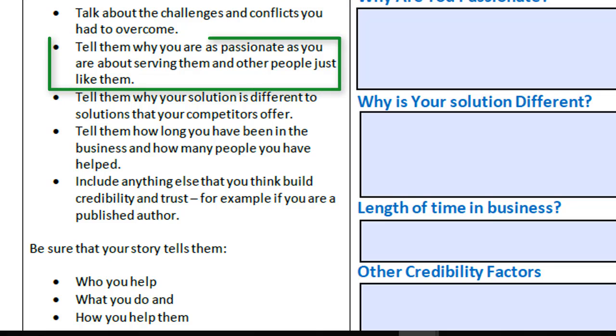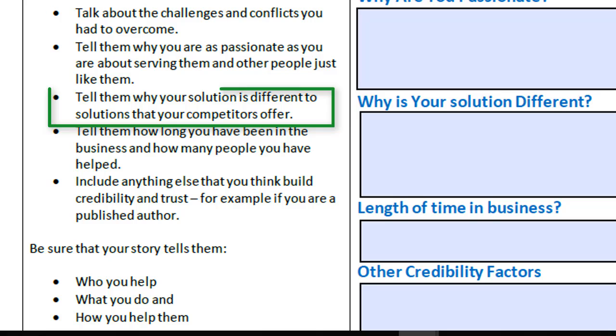Tell them why you're actually passionate about doing what you're doing. And honestly, if you're not, you probably shouldn't be in the business. So I'm hoping that you are, and you need to get that information across to people so that they understand where you come from. Also, go ahead and tell them why your solution is different to the solutions that your competitors offer. And in many cases, that differentiation will just be because they relate to you as a person.